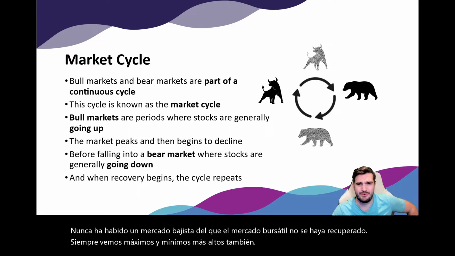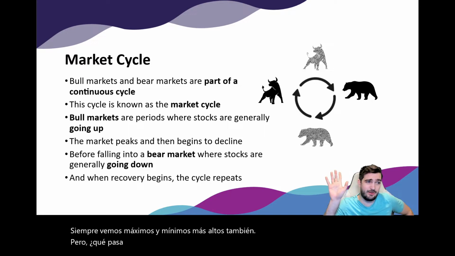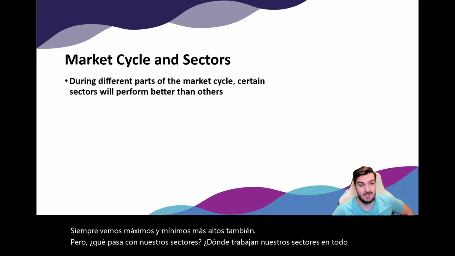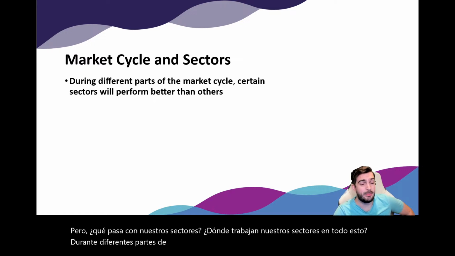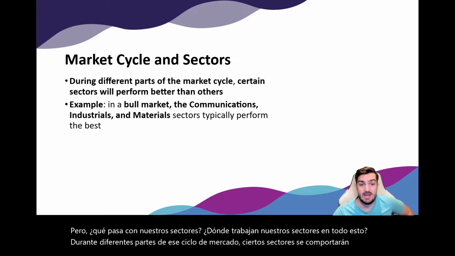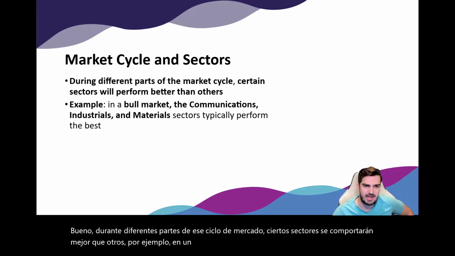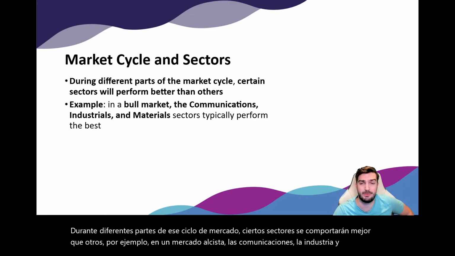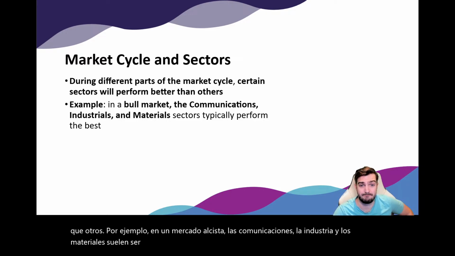But what about our sectors? Where do our sectors work into all of this? Well, during different parts of that market cycle, certain sectors will perform better than others. For example, in a bull market, communications, industrials, and materials are typically sectors that will perform very well.